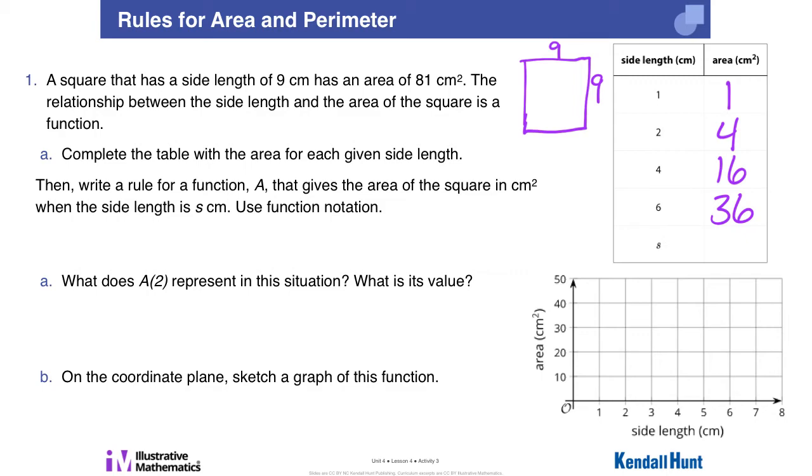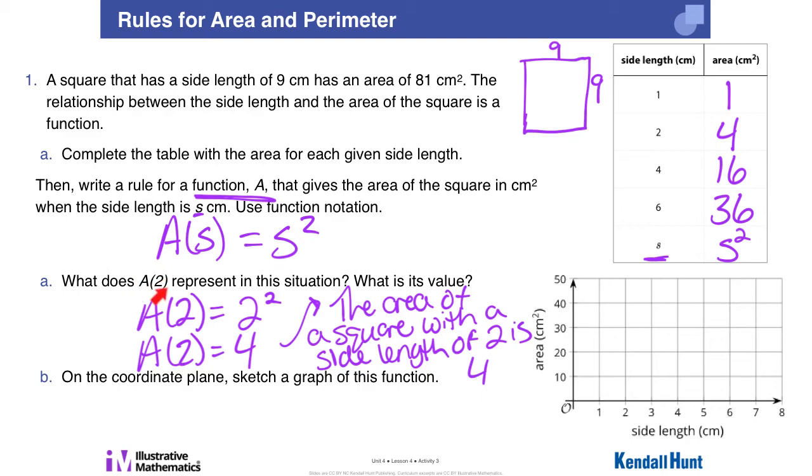which leads us to the last one. If we have a side length of s, that means any side length at all, we're going to find the area by taking s times s, or s squared. We also want to write this in function notation. They're telling us to name the function A, and so we're going to say A of s, the side length is s, so A of s equals s squared. This is saying that the area of a square with side length s is going to equal s squared.